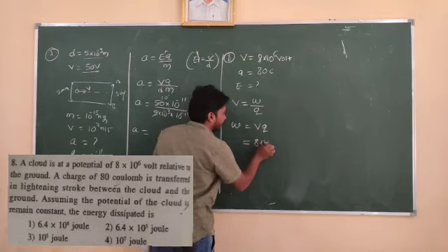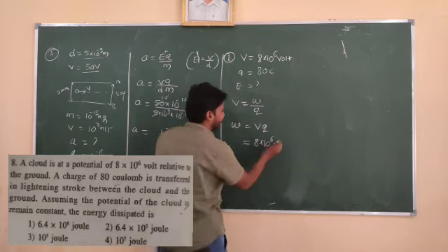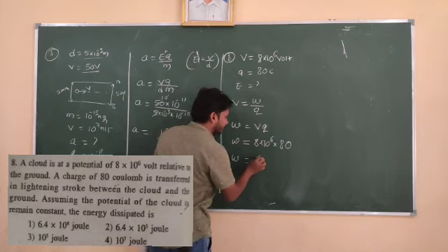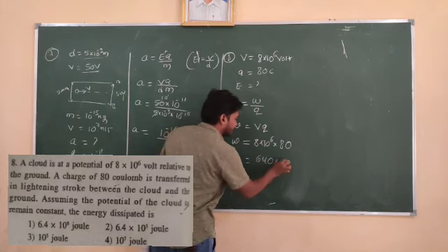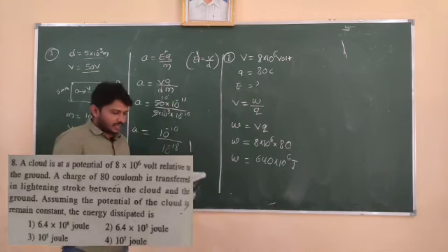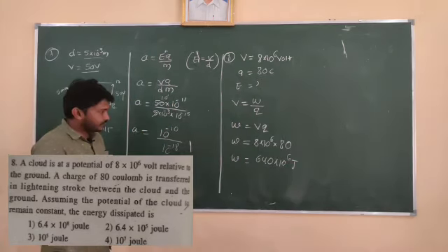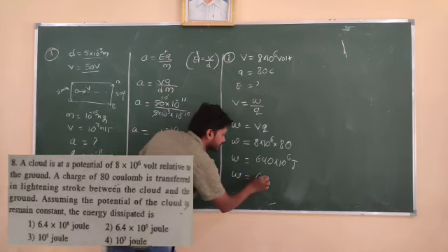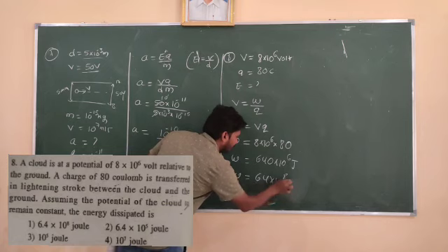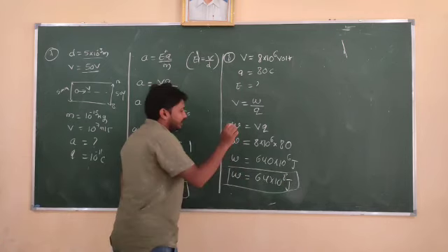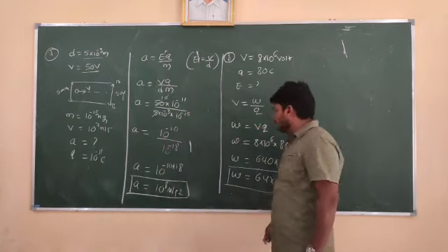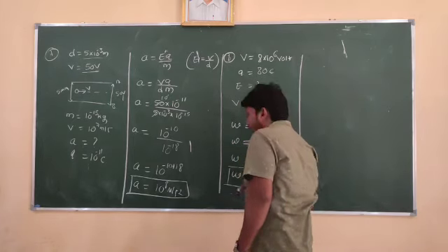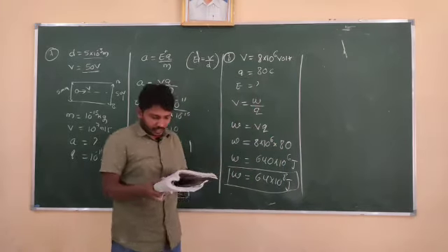The potential of the cloud is 8 into 10 to the power of 6 volts, and the charge is 80 coulomb. So 640 into 10 to the power of 6 joules, or I will rewrite it as 6.4 into 10 to the power of 8 joules. What is the answer here? The energy dissipated from that cloud to the ground is 6.4 into 10 to the power of 8 joules of energy transferred from the cloud to the ground.